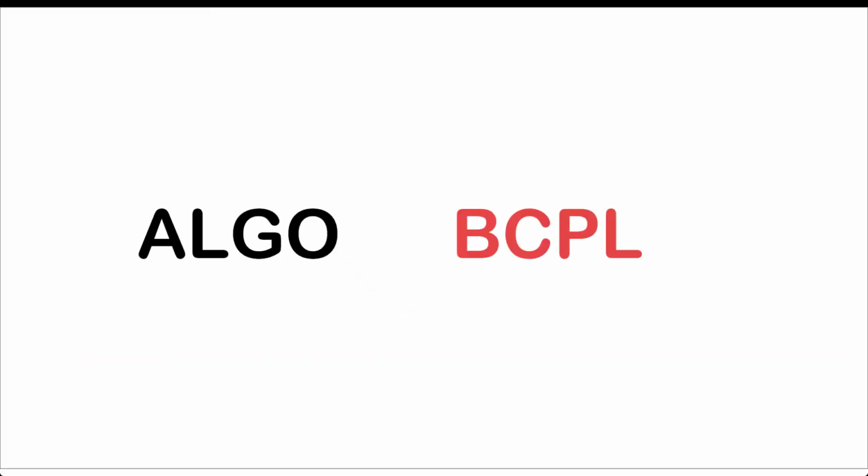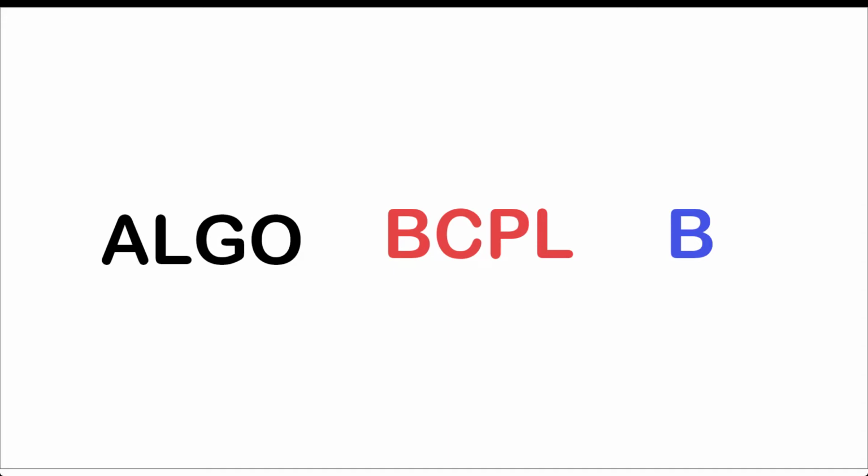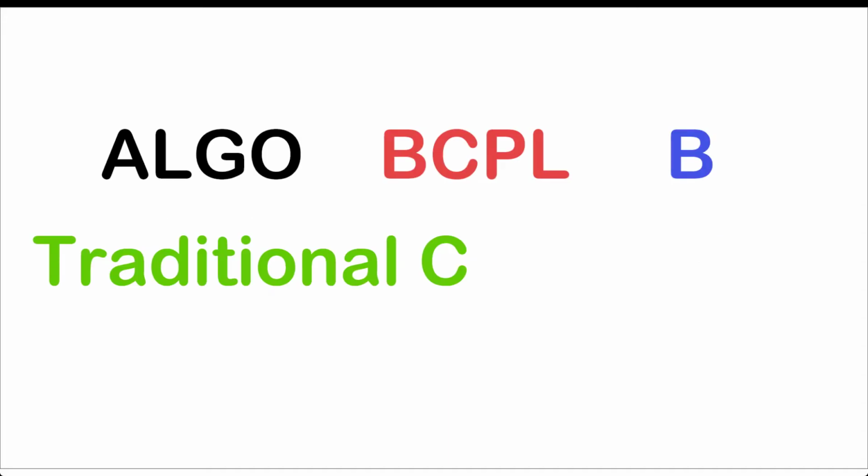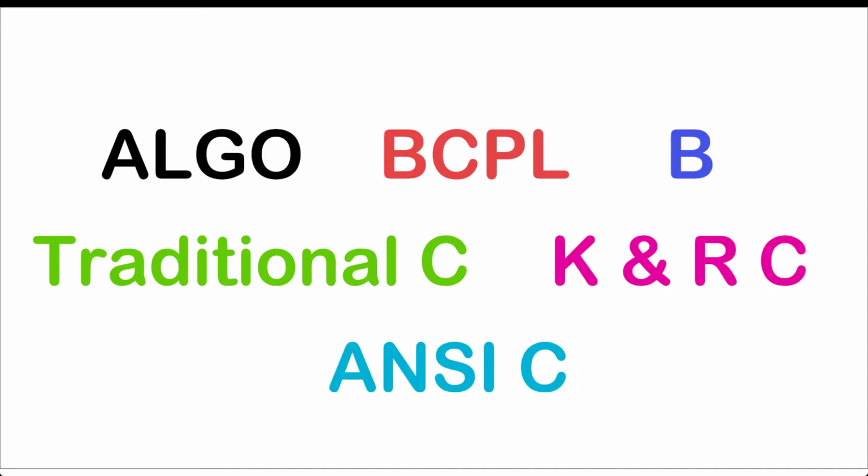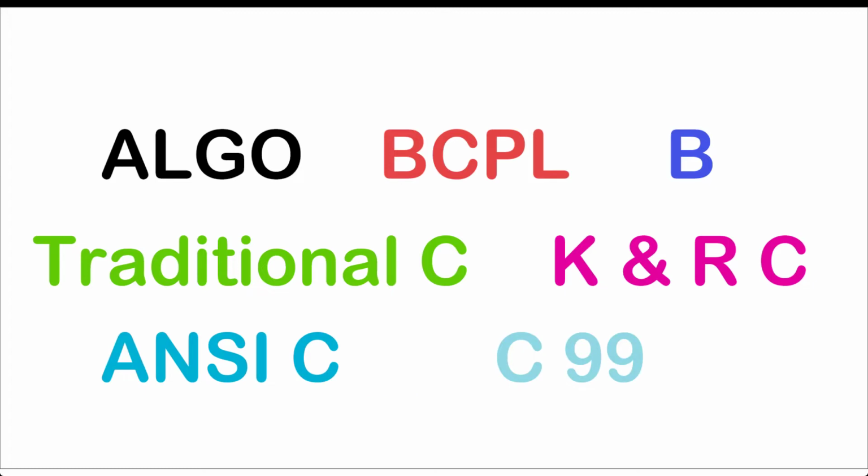We started from ALGOL and then we had BCPL. After that we had B and then traditional C. After that we had K&R C and then ANSI C. And finally we had C99, the C we all know and love today.